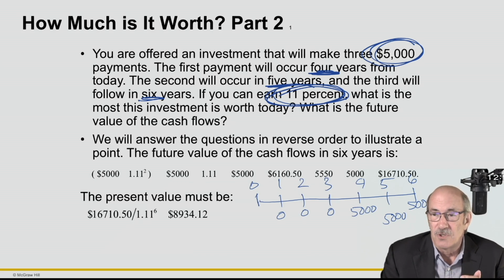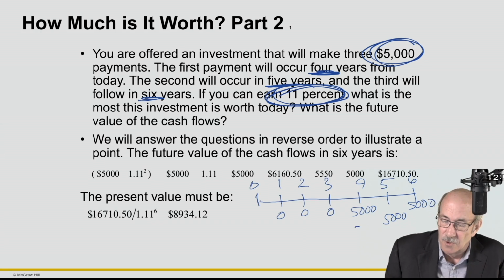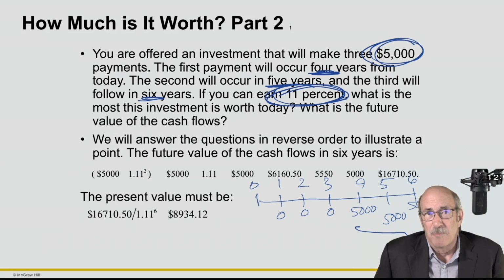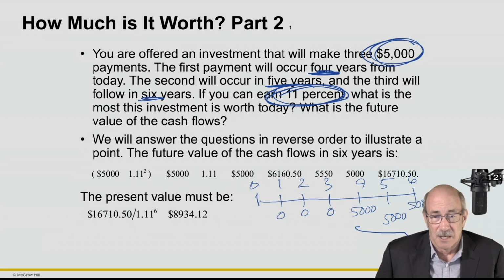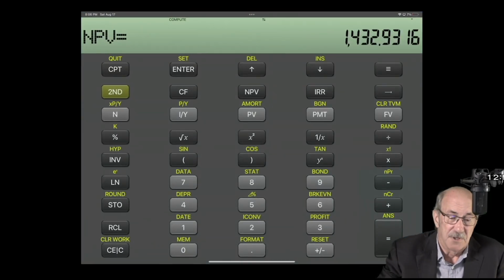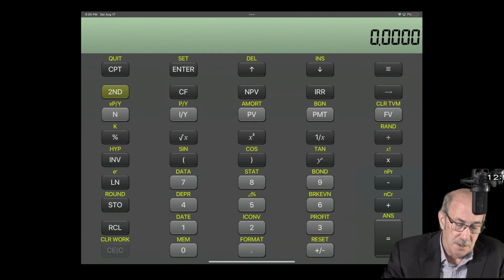One is we can use the uneven cash flows. I don't think that's necessary here because the 3 cash flows that we're dealing with here, those are all $5,000. So there is a little bit of a shortcut, if you will, where we don't need to use the uneven cash flows. I'm going to clear our work, clear the registry.